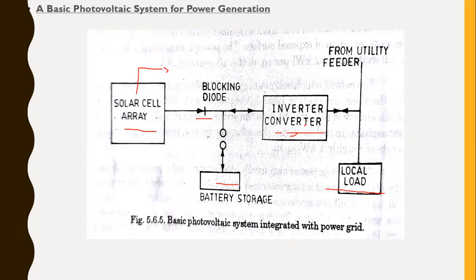This block may be used in the figure to function as a rectifier to charge the battery from the utility feeder when needed only, especially when the insolation is not present. So this rectifier is used when there is no insolation. It charges the battery from the utility feeders.